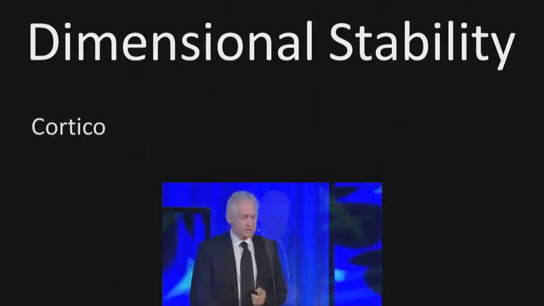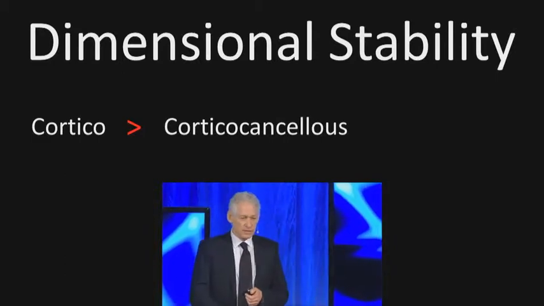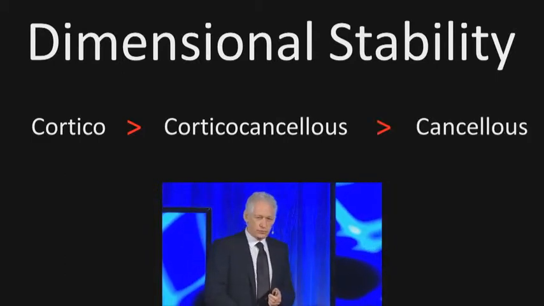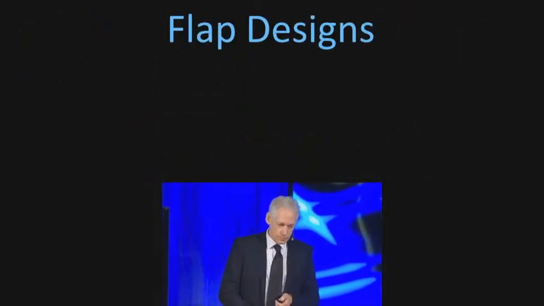What type of bone? Cortical bone, of course, will be much more stable as far as dimension than cortico-cancellous bone, and it will be much more stable than cancellous bone. Now let's go over the first two.